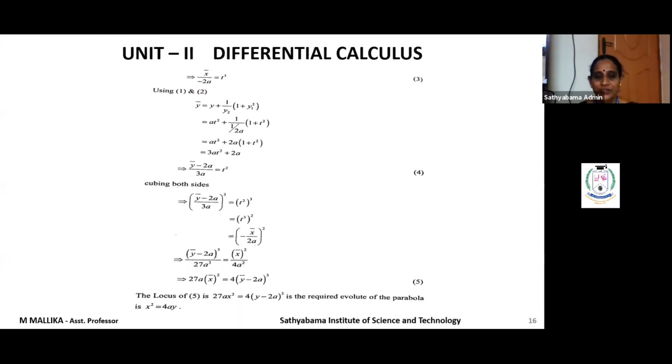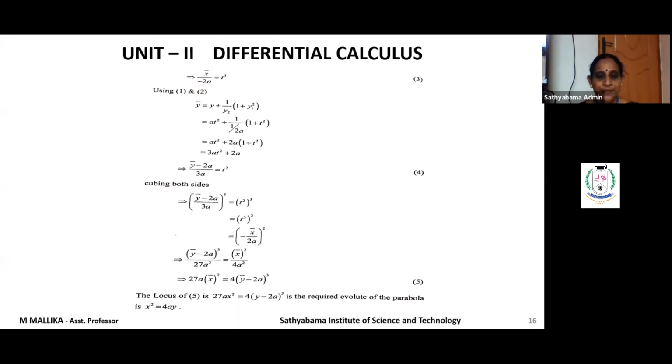So the third step is also done. What is the third step? Obtain an equation in terms of x bar and y bar. That is given by equation number 5. So how have I got this? By eliminating t, I have removed t, and I have got an equation which involves only x bar and y bar. That is your step 3.